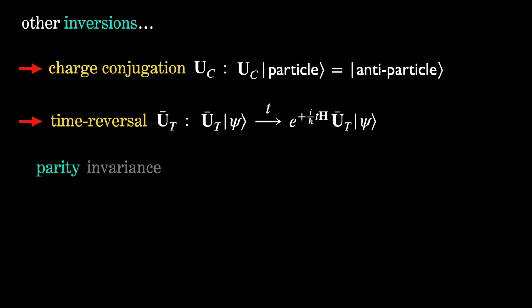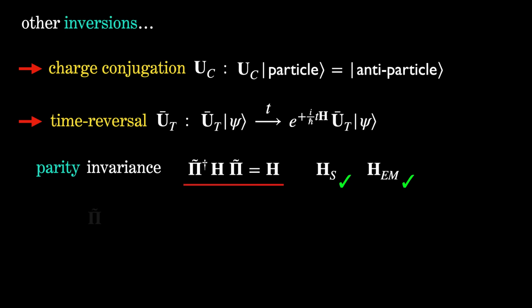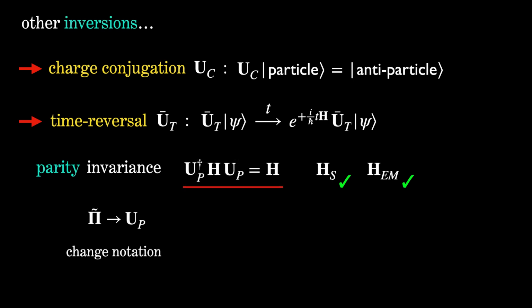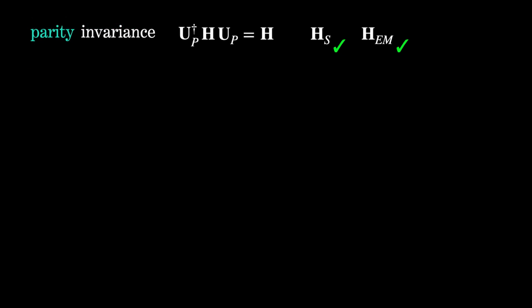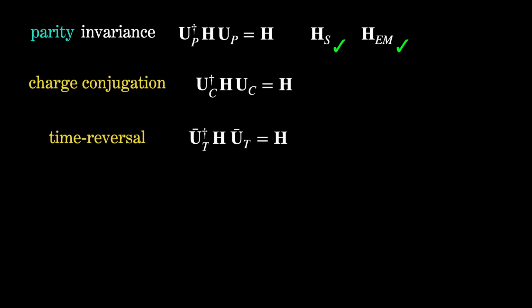The parity transformation we have spent much of this video studying is also a unitary symmetry, and is the symmetry of both the strong interaction and electromagnetism. Let's change its notation to match the other two symmetries. And as we have just shown, the weak interaction violates parity. Charge conjugation and time reversal symmetries are also satisfied by both the strong interaction and electromagnetism.